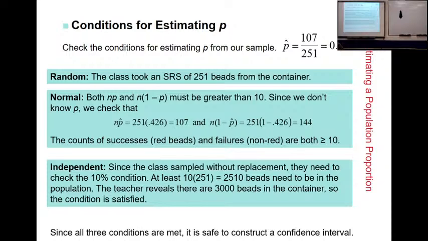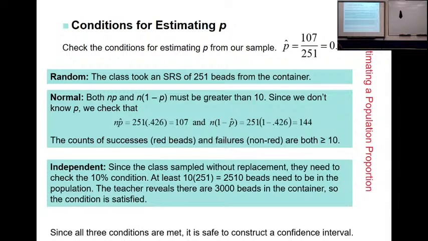When it asks you to construct a confidence interval, they're generally asking you to go through 4 different steps. They're looking for 4 different things in your writing out of the interval. First off, you're going to state what proportion or thing we're trying to estimate. So in this case, you would say, we're estimating P, the proportion of red beads in the jar.